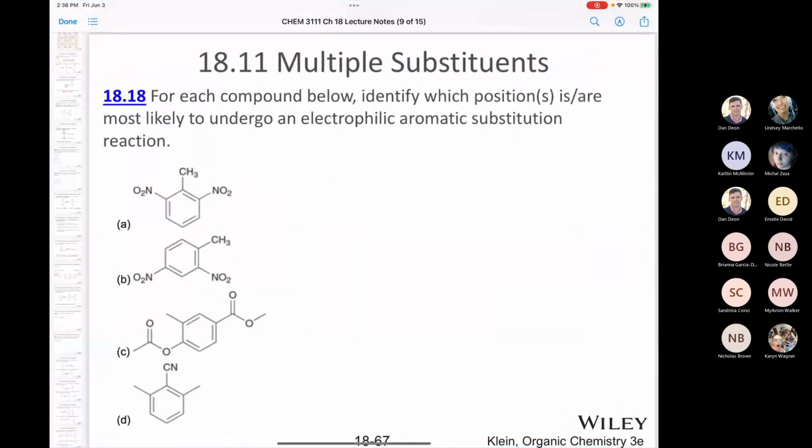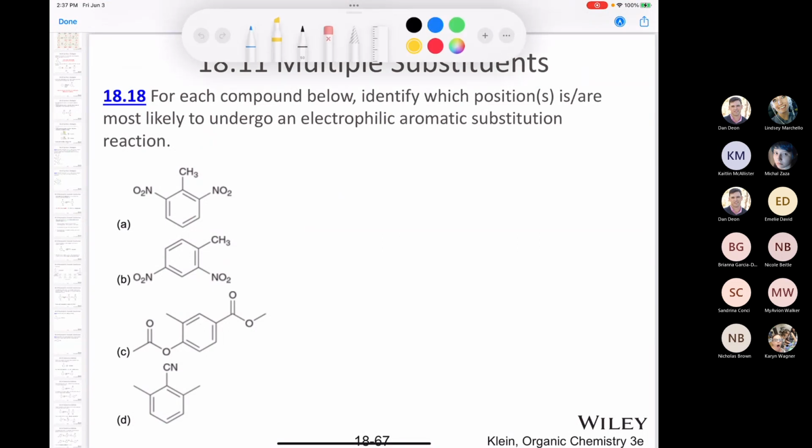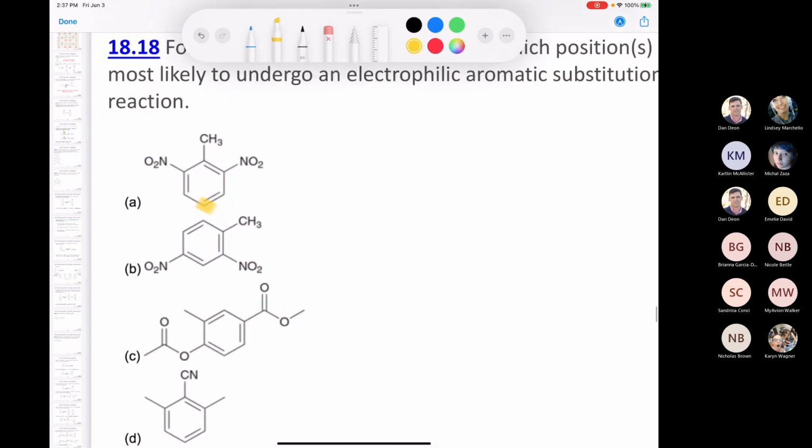All right, let's take a look at some problems. Question 18.18, we already covered the first one where we said the electrophilic aromatic substitution is going to occur at this position. So I'm not going to spend any more time on that problem. So let's move on to B.